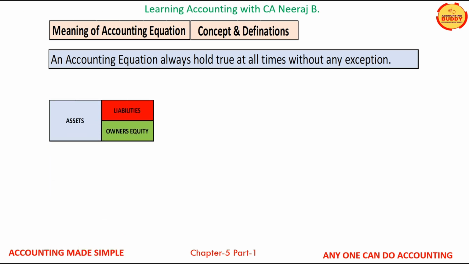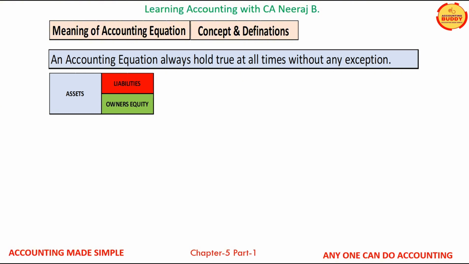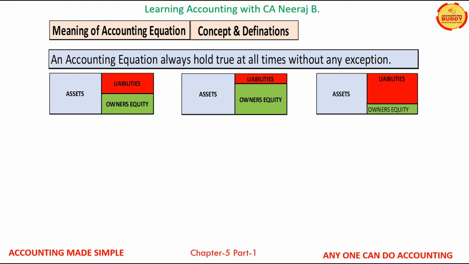Total assets of the business will always be equal to the sum total of liabilities and owner's equity. With each business transaction, the value of assets, liabilities or equity will change. However, right hand side will always be equal to the left hand side of the accounting equation. That means the proportion of liabilities and owner's equity might change, but their sum total will always be equal to the total assets of the business. Always remember this fact. Now let us quickly recap the meaning of the terms assets, liabilities and equity.